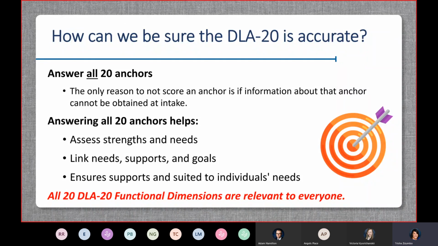All 20 daily living activities are relevant to everyone's life, and once we have time to gather sufficient information, all 20 anchors can be scored. Again, the reason for this is we want to assess strengths and needs across all 20 items on the DLA 20. We want to be able to make sure that we're finding all of the areas where an individual may need support and identifying all the strengths that a person has, because this becomes really crucial when we are designing plans of services and developing plans to provide the supports to people in different areas of their life.